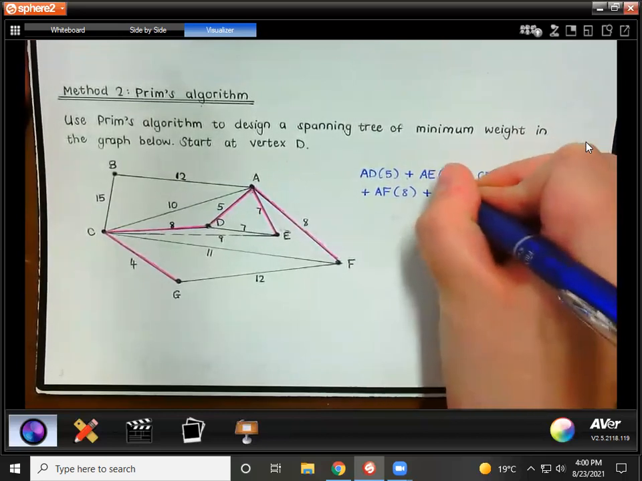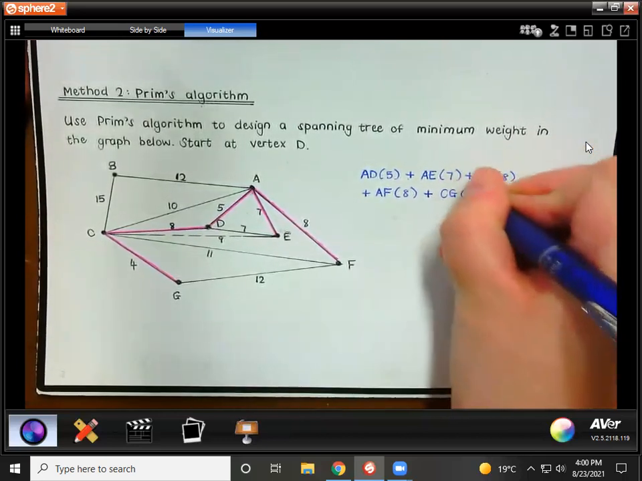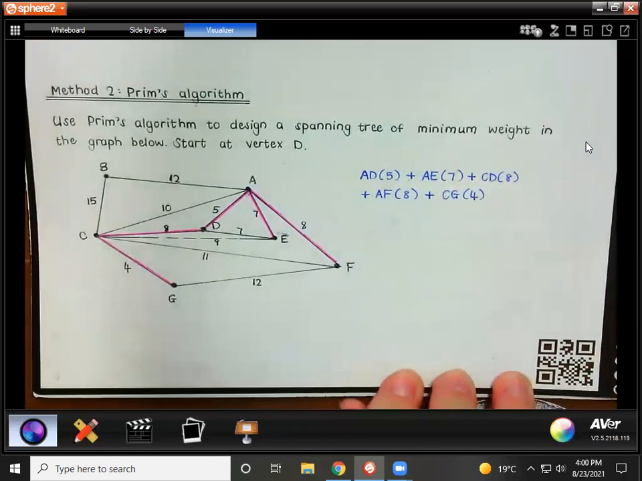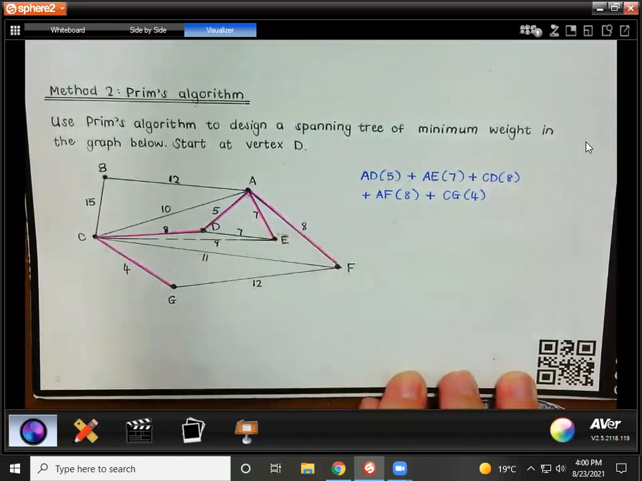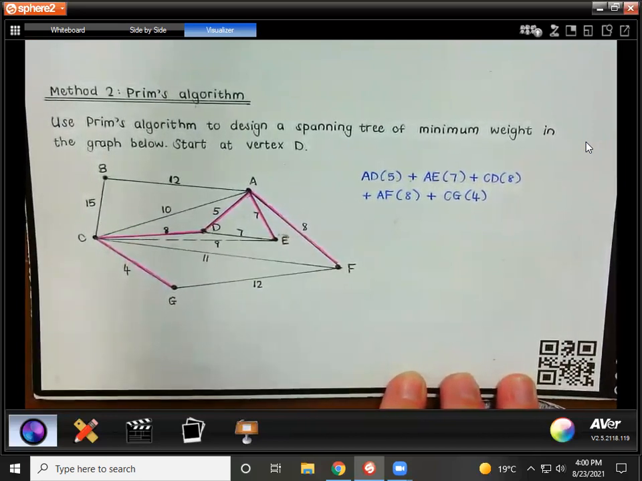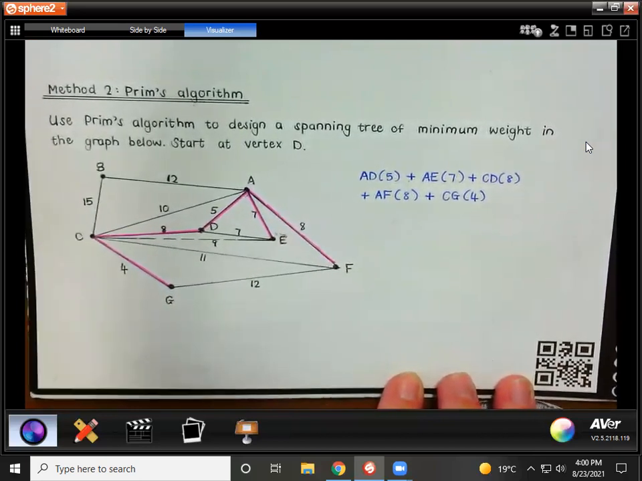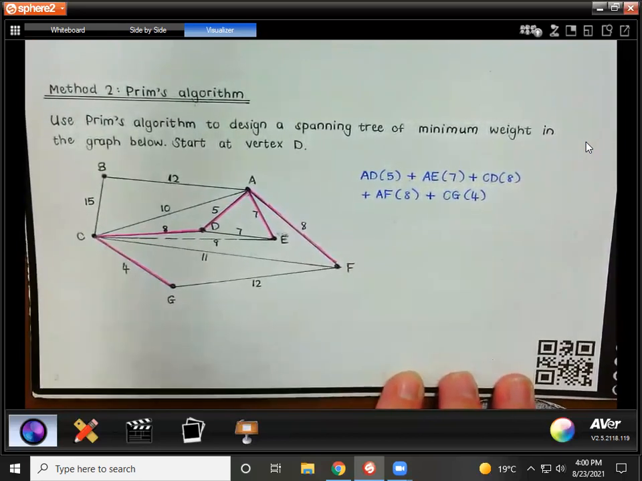If they're the same weight, do we always do both of them? Unless one of them creates a circuit, which is what happened with the 7. So then you would choose whichever one you want and then just go from there. But if you can add both of them, you would add both.